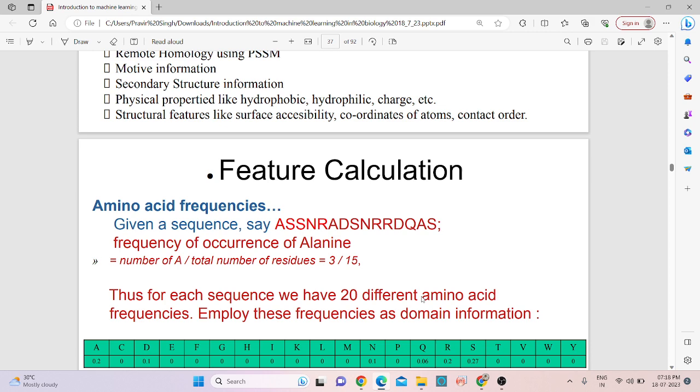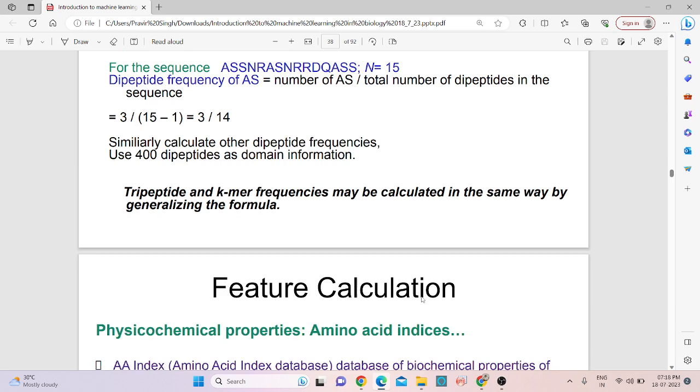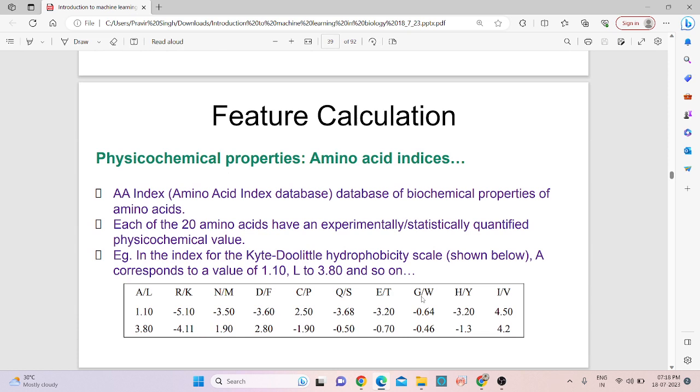We already talked about it. We can extract 20 amino acid frequencies the same way. We can also extract AAindex, which provides a large number of properties. You can give the properties, for example, the hydrophobicity scale. For every amino acid, there is a hydrophobicity scale value given. So you can use those values as input attributes.